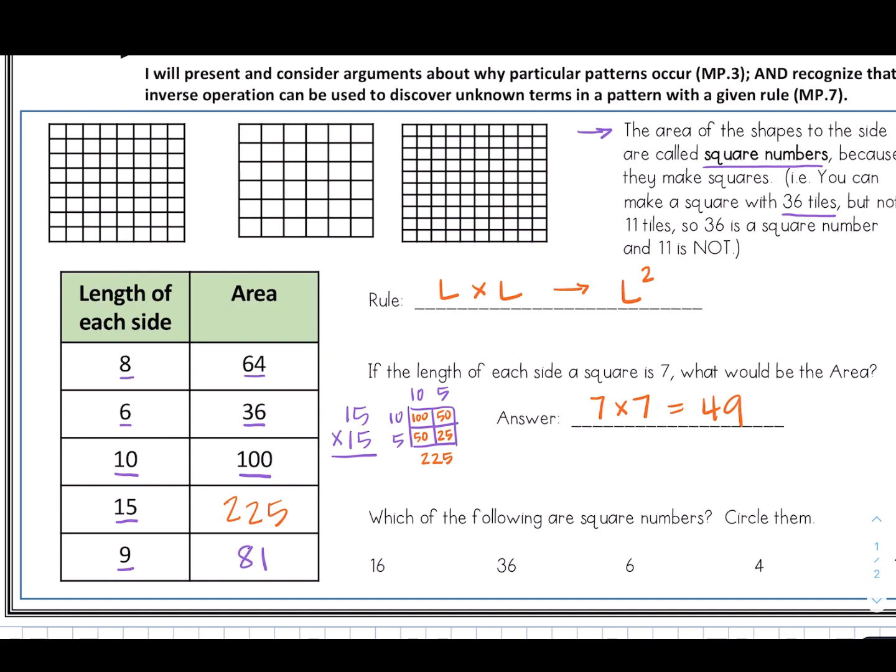Okay. Which of the following are square numbers? Circle them. So 16, because I know that is 4 times 4. Okay. 36, yes, that is 6 times 6. 6, nope. 2 times 3 is not squaring a number. 1 times 6 is not squaring a number. So that is not a square number. 4, yes, because I know 2 times 2.